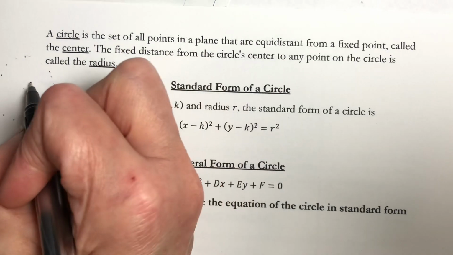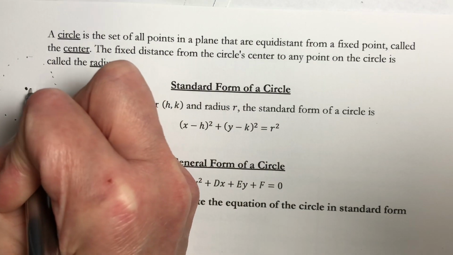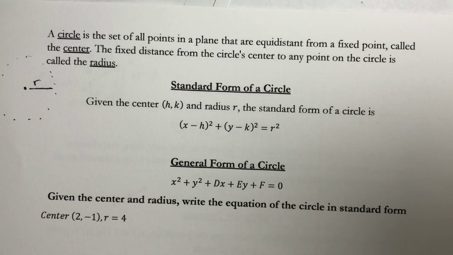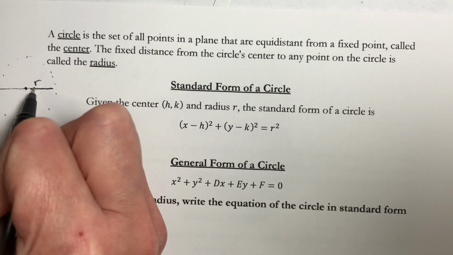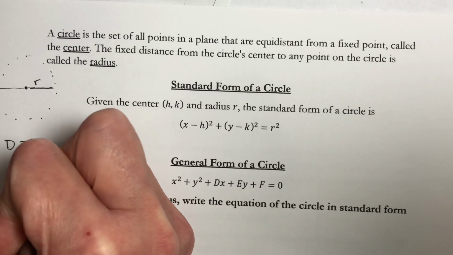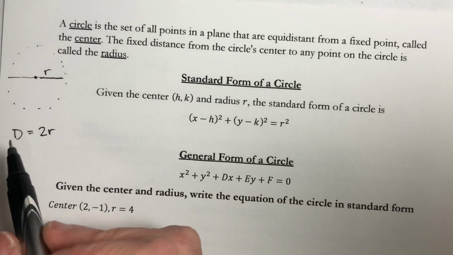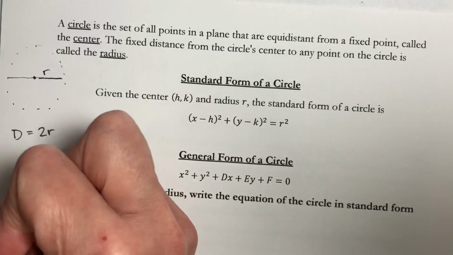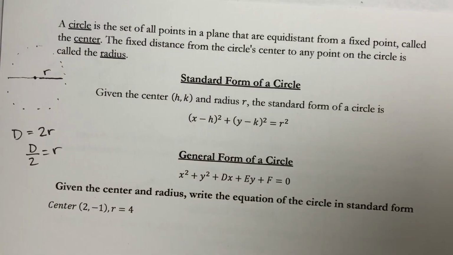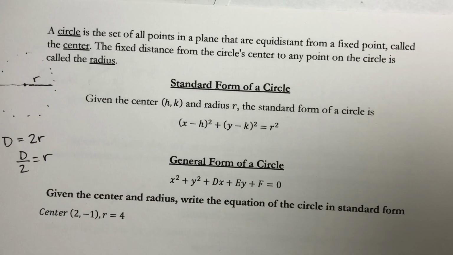Okay? The distance from the center to the edge is called the radius. If you're given the distance all the way across, that is the diameter, and diameter is always equal to 2 times the radius. So if you're given the diameter on a problem, you can always just divide that diameter by 2 to get the radius, just in case that's what you're given.